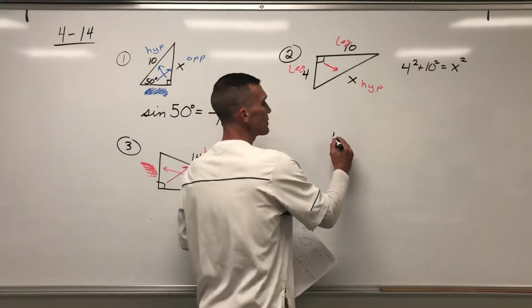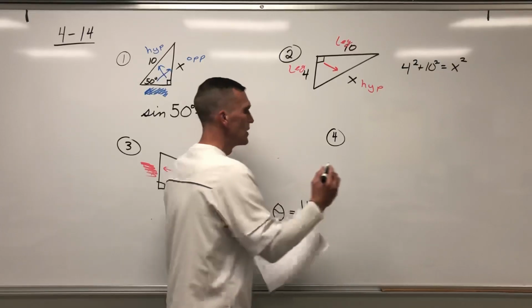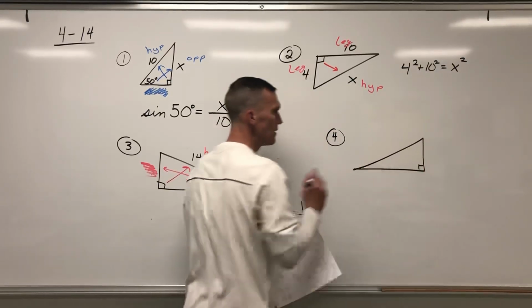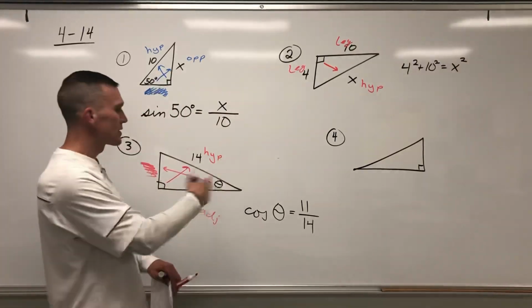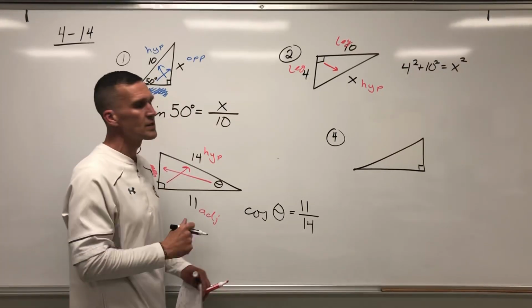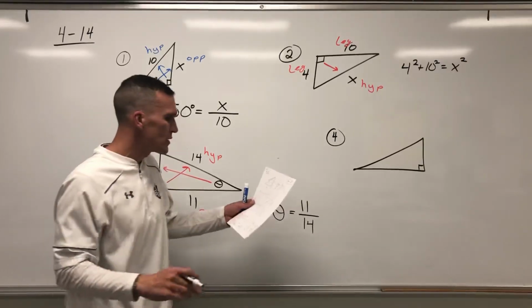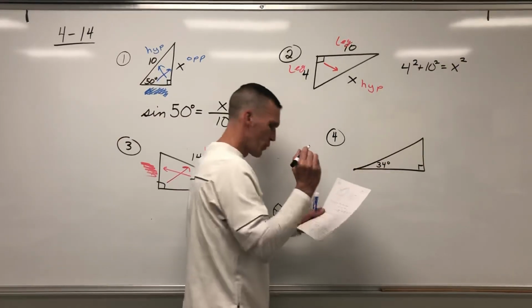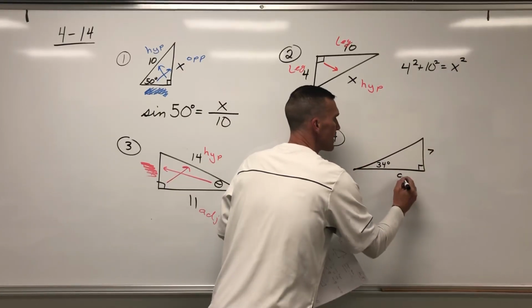Your last one for notes is number 4. We're going to have a triangle that is drawn very similar to the last triangle. Just because the triangle looks the same, or well, maybe flipped or reversed, doesn't really mean anything. You got to look at the information given. And we're going to have 34 degrees right here. We're going to have 7 there and 9 there.